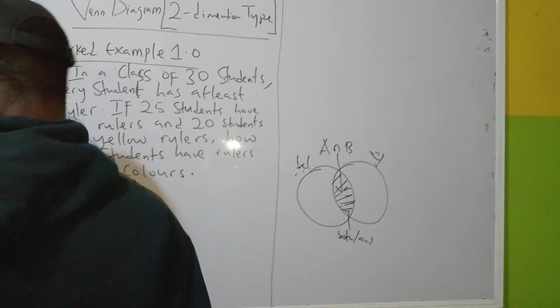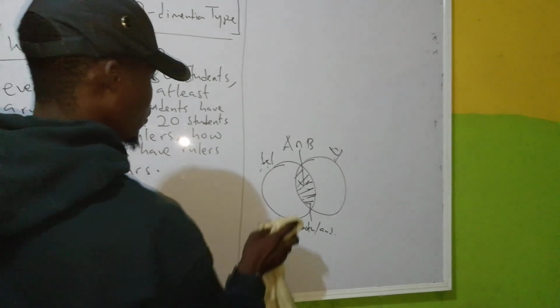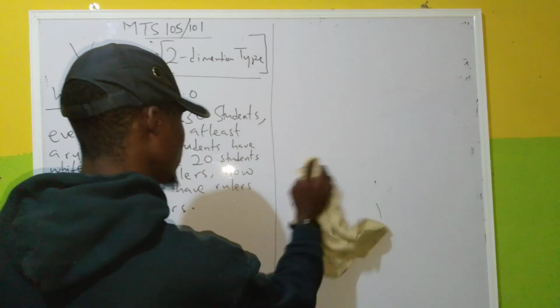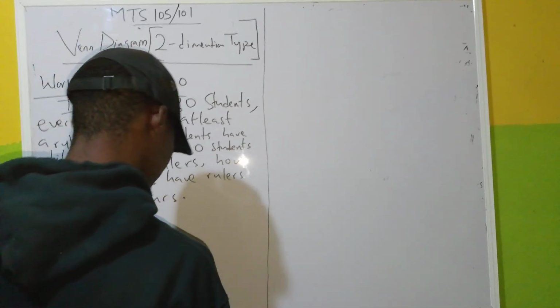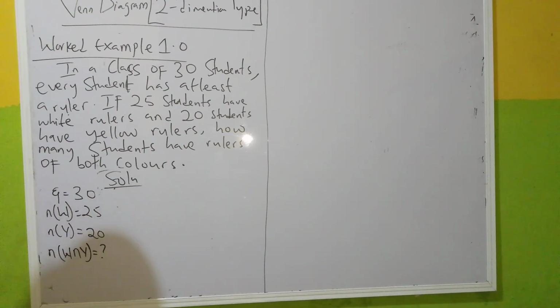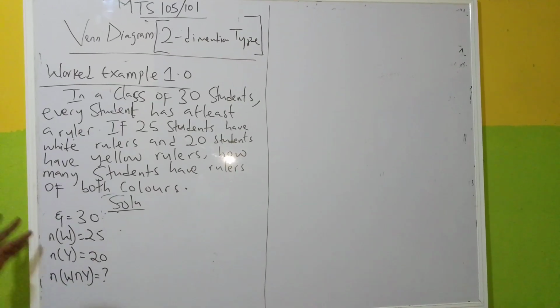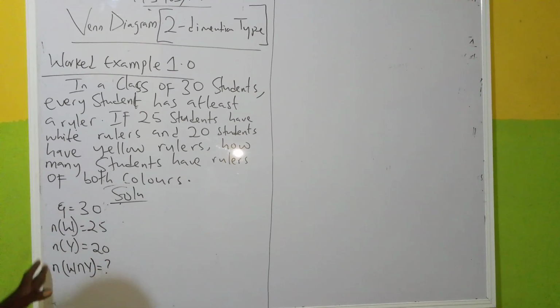Sorry, I'm looking for the duster. I hope this is clear. Anyway, now, do we have anything like neither or unknown? No, we don't have it. Since we don't have neither or unknown, we are good to go. These are the things we have in the question.